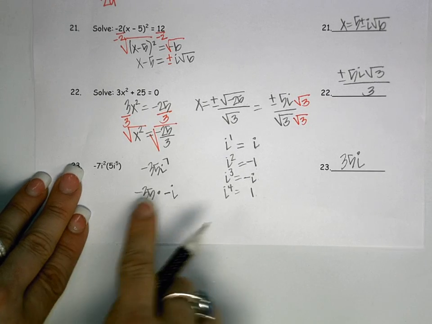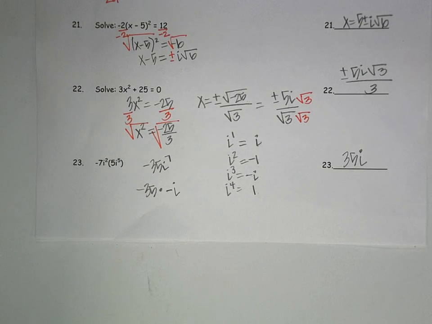The negatives cancel each other out, but that is not a binomial. It's just a monomial. Multiply them together. That's it.